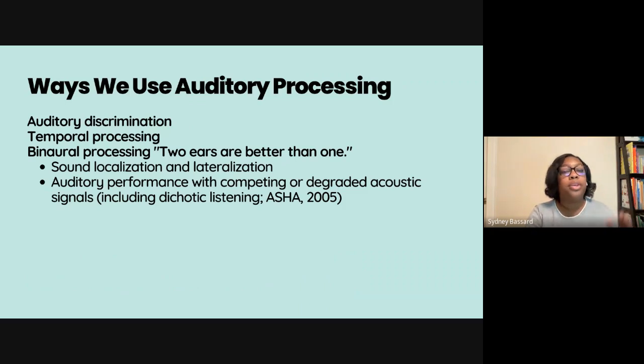And so, how do we use auditory processing, like the ways that we use it? We talked a little bit about auditory discrimination up front, and that's just being able to distinguish between the sounds to help understand words and phrases. And when we're talking about sounds, we're talking about speech sounds, or we can also call those phonemes. And so, that was in that first example of you have to be able to hear the differences between s, t, ah, in order to know that that word is stop.